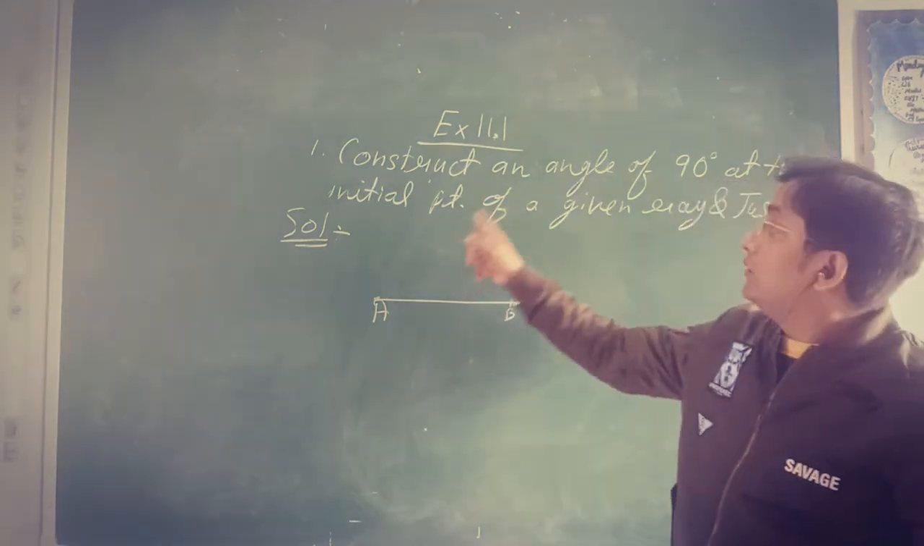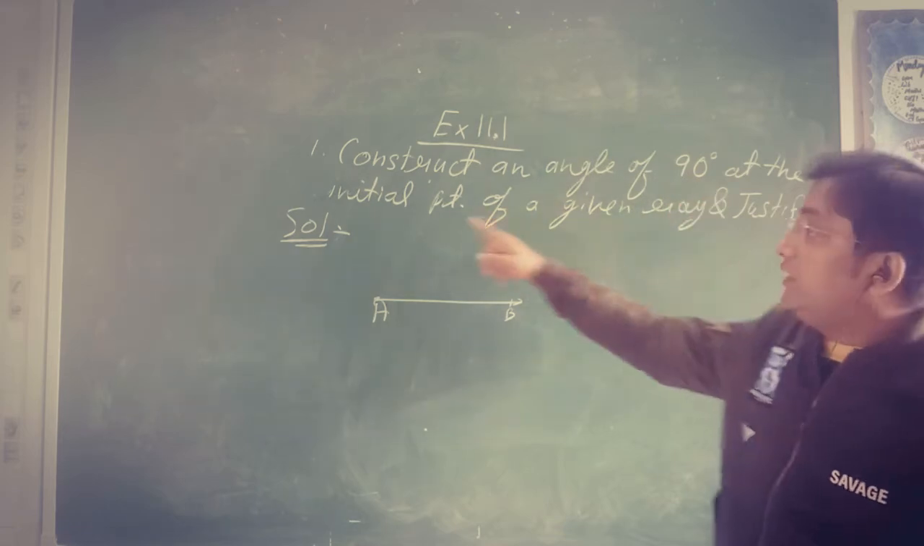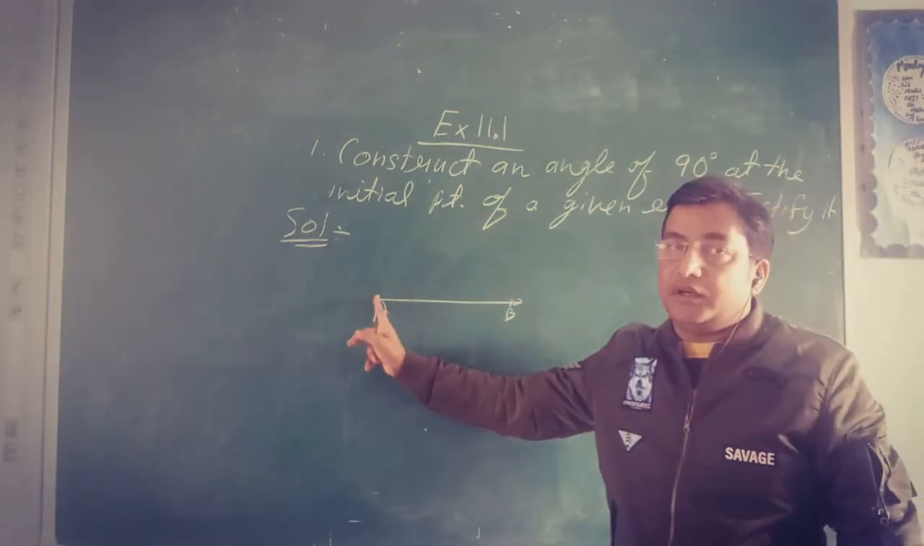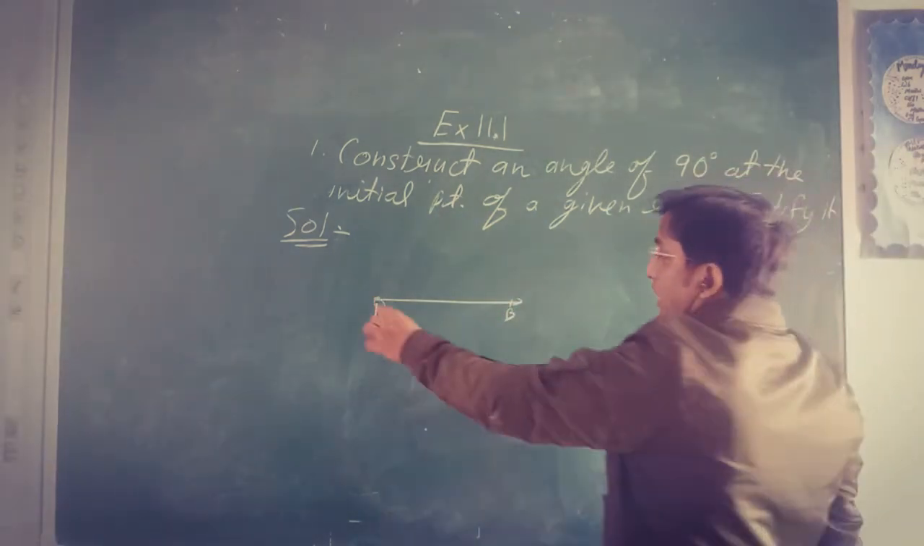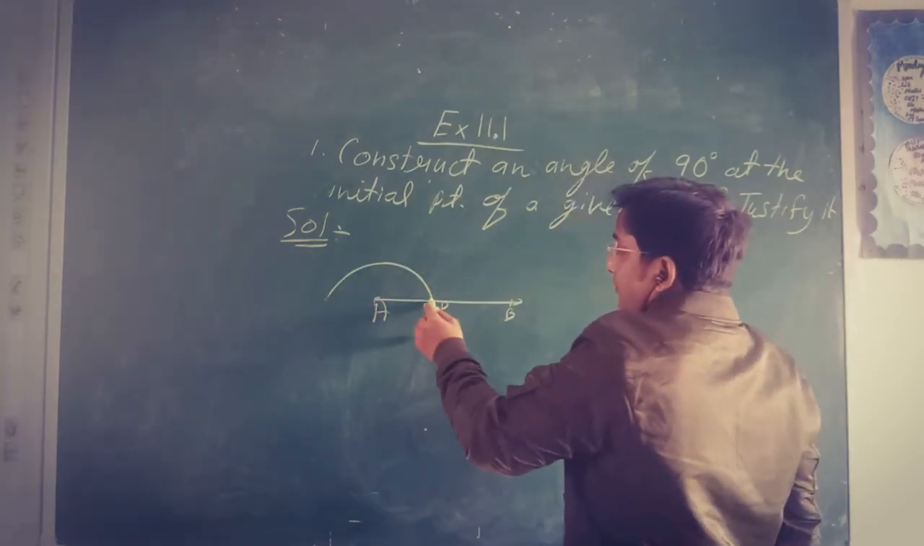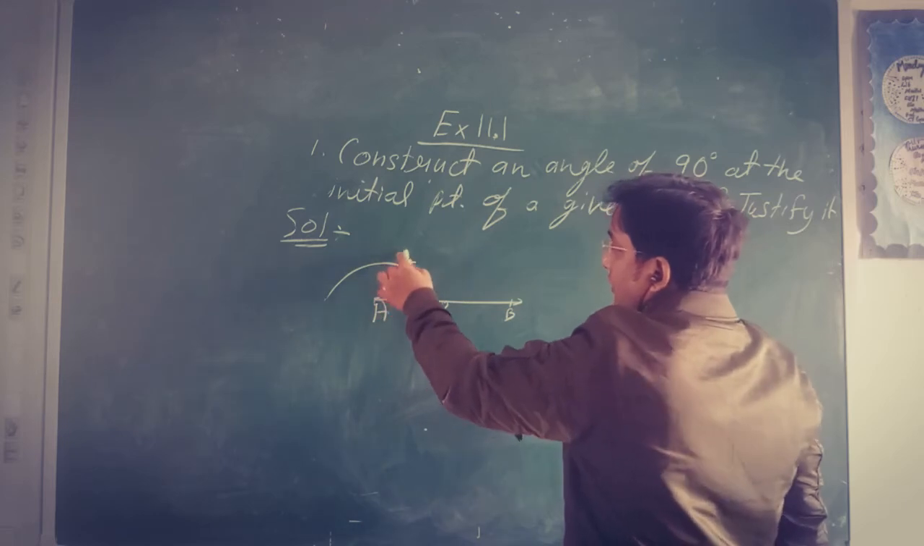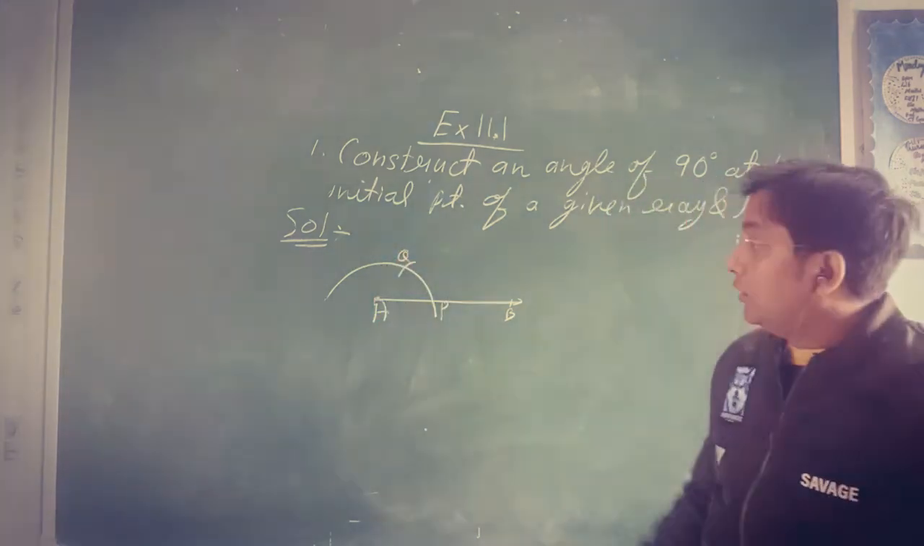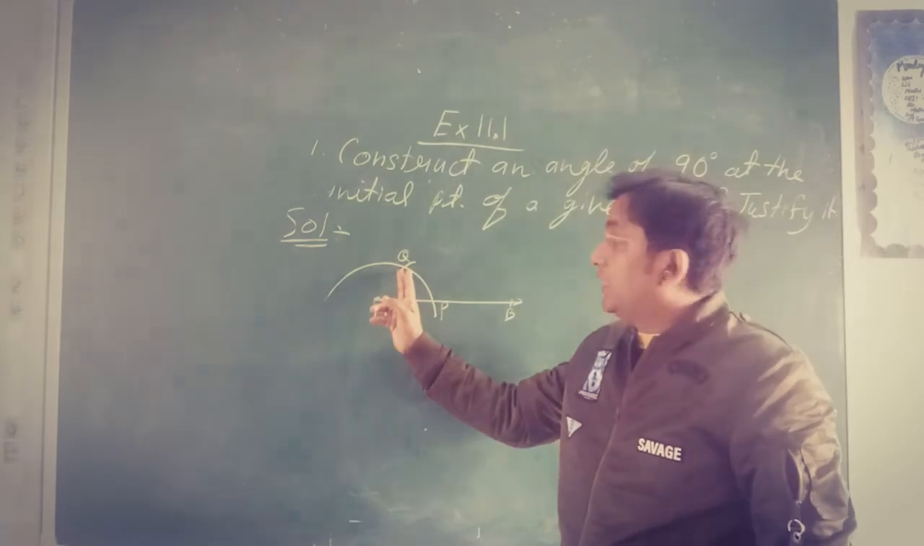It is given that we have to construct a 90 degree angle at the initial point. This is the initial point. So I have to make an angle here of 90 degree. With any radius drawn on it, we get Q, and with the same radius we get Q again. You will get your 90 degree after Q.